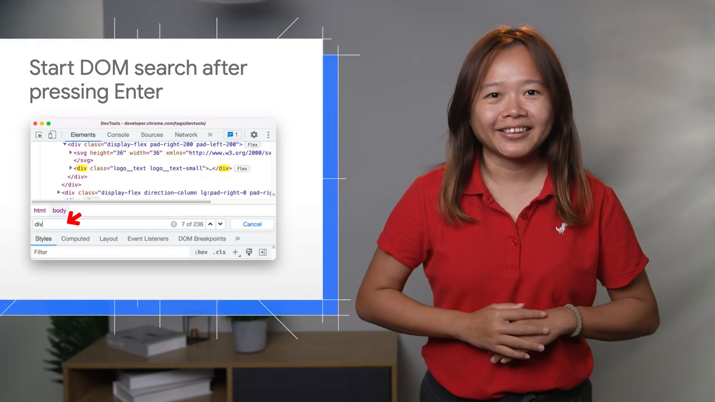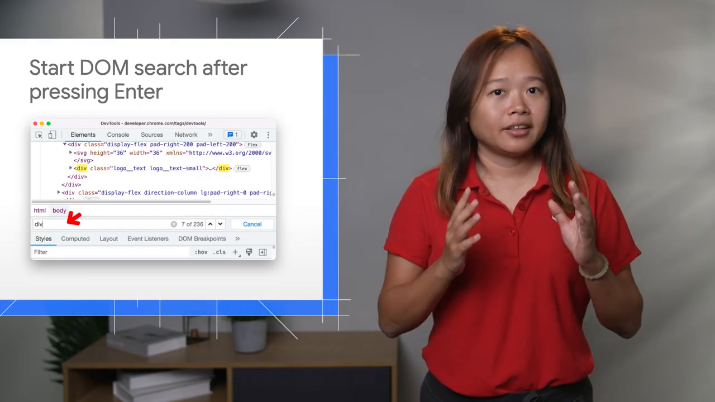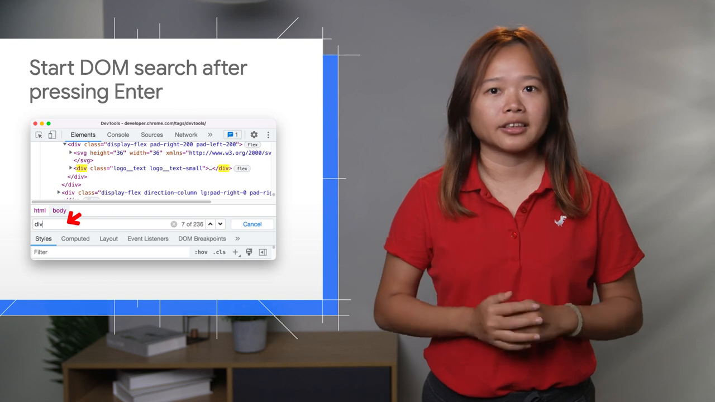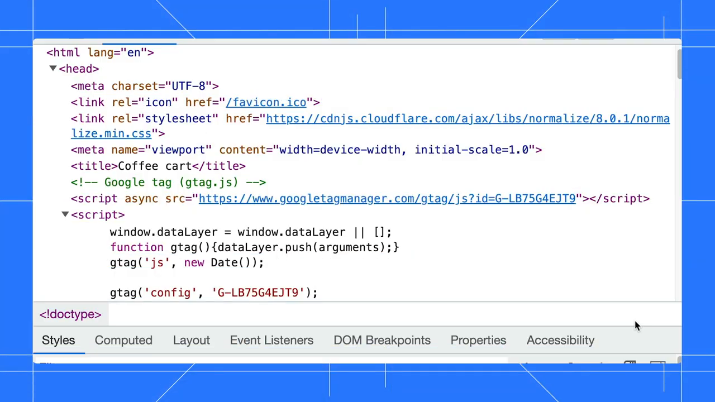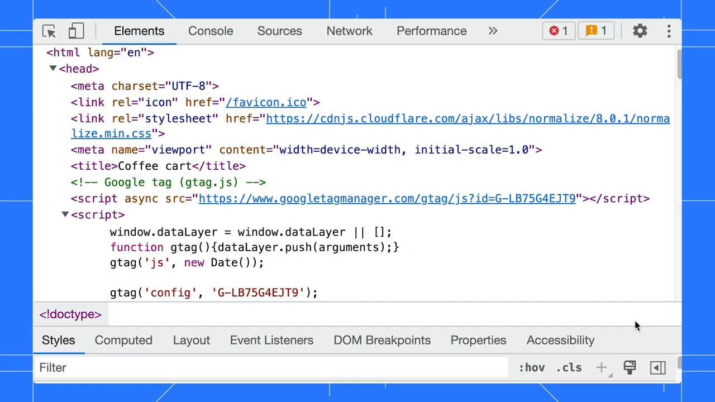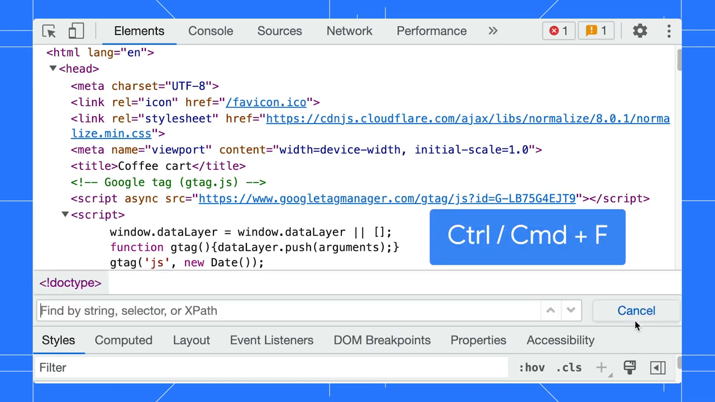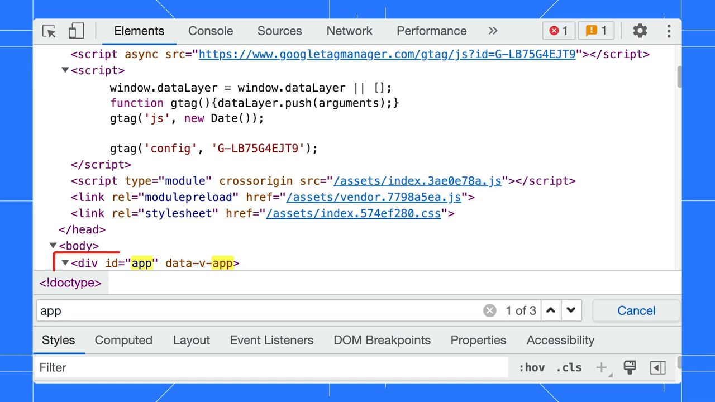Next, a new setting to delay the DOM search. You have the option to start the search after pressing Enter. In the Elements panel, toggle the search bar with Ctrl or Command F. As you type a search query, the DOM tree jumps to the first matching element and highlights it by default. This behavior works for a lot of us. However, it is not ideal for testers or users who always work with lengthy search queries.